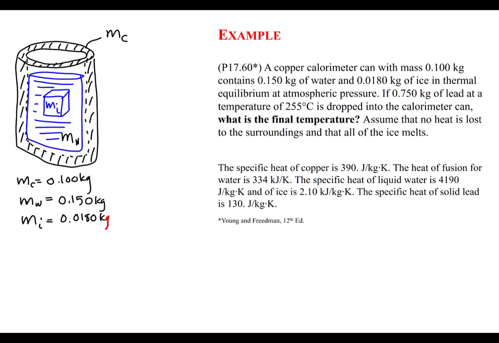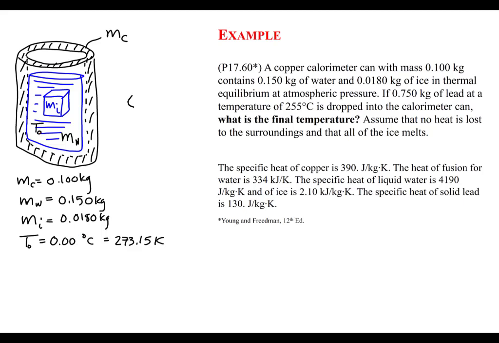Now the problem says that the water is in thermal equilibrium with the ice at atmospheric pressure. Thermal equilibrium means they're at the same temperature. So water currently is coexisting with ice at the same temperature. Well, if it's at atmospheric pressure, that means the temperature is 0 degrees Celsius, which we will say is equivalent to 273.15 Kelvin.